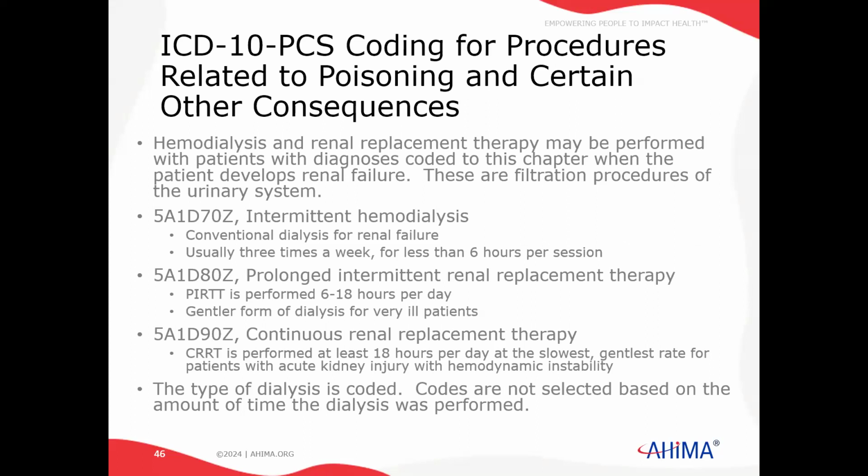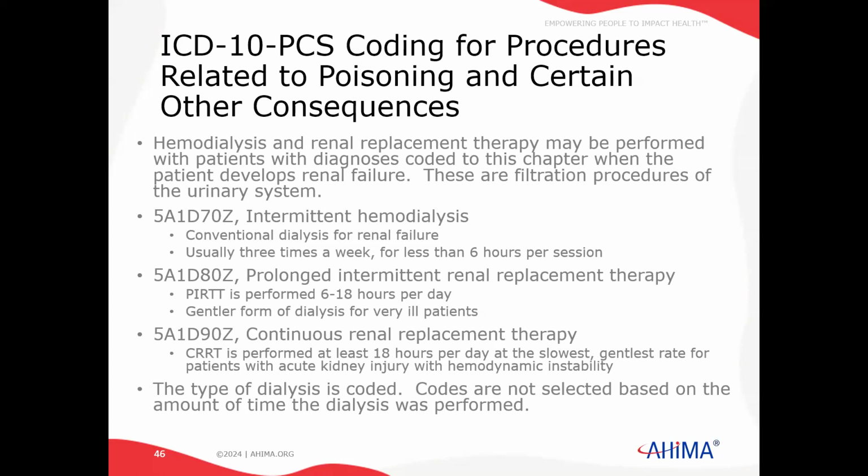Hemodialysis and renal replacement therapy is performed with patients, and the diagnoses in this chapter happen when the patient is in renal failure. So basically, with these procedures, what we're doing is filtering the blood and making urine. And we can do this in a few different ways. We can do intermittent hemodialysis, which is what most people think of when somebody's coming in 3 days a week to a dialysis center for a few hours.